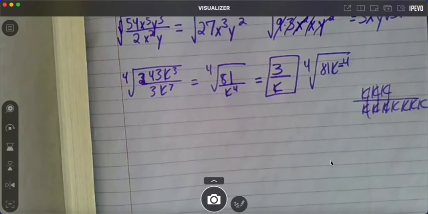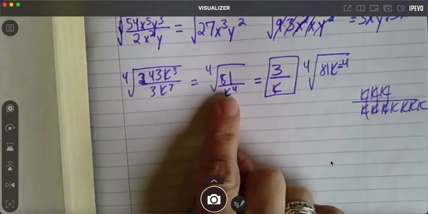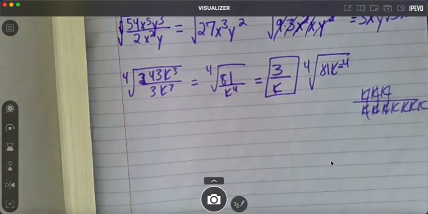Okay, now what do you do? The fourth root of 81 is 3. You can use that with your calculator, or you can do that on the board. Look on the board. What's the fourth root of 81? 3. And then the fourth root of k to the fourth is k. Y'all, please don't forget that.